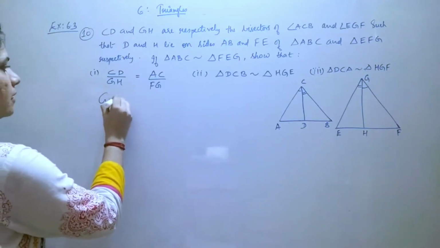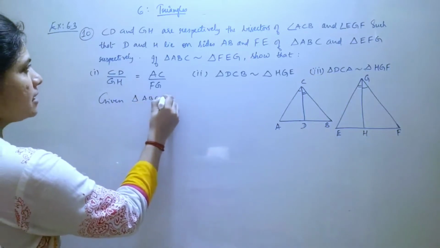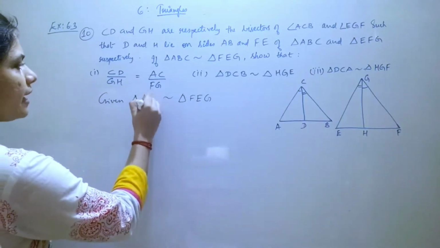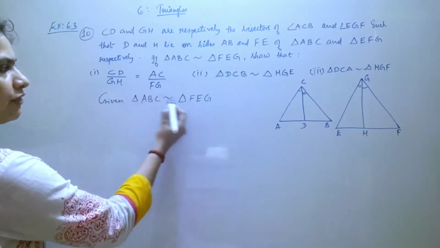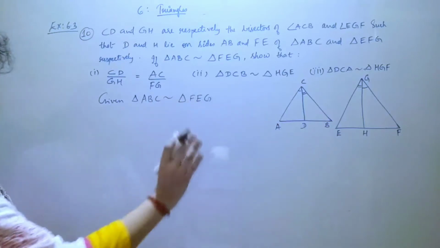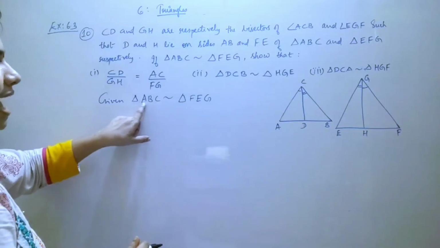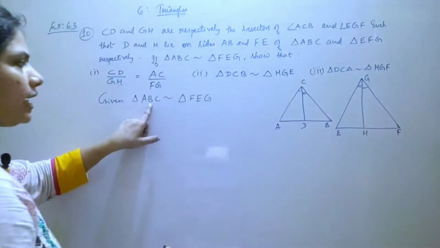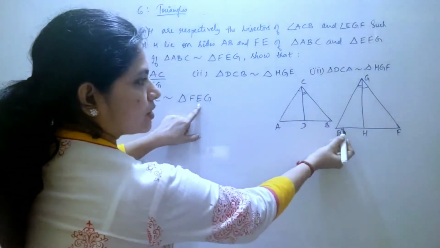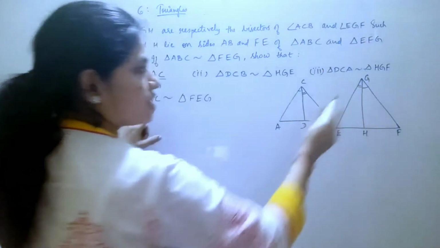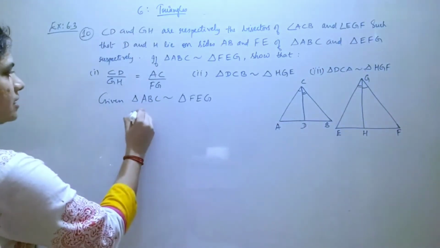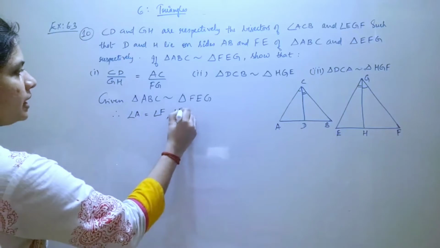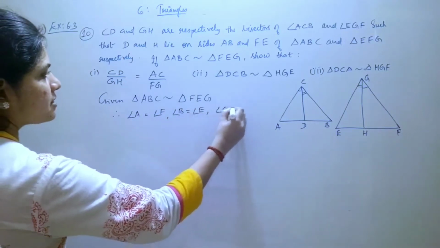Given: triangle ABC is similar to triangle FEG. When we say triangle ABC is similar to FEG, A corresponds to F, B corresponds to E and C corresponds to G. That means angle A is equal to angle F, angle B is equal to angle E, and angle C is equal to angle G. This much is given.